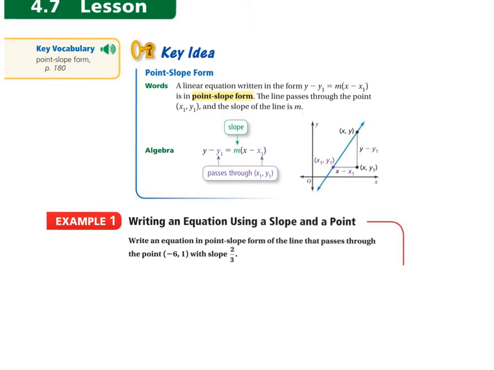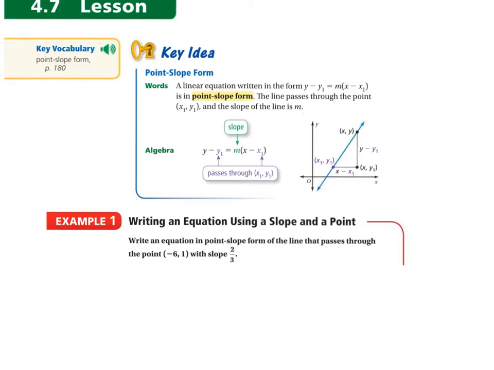All right, 4.7, finally done with this chapter. We're going to talk about a different form called point slope form, which is highlighted here. So let's talk about the other forms we have really quickly.